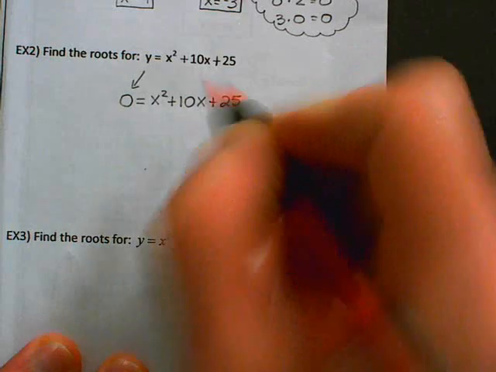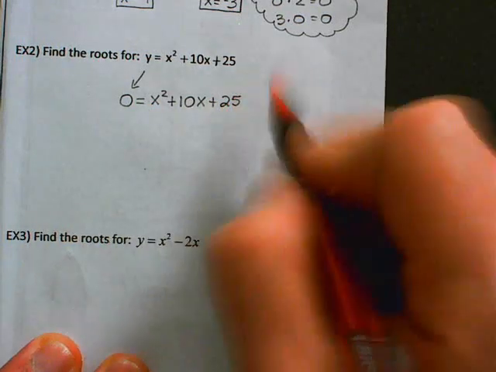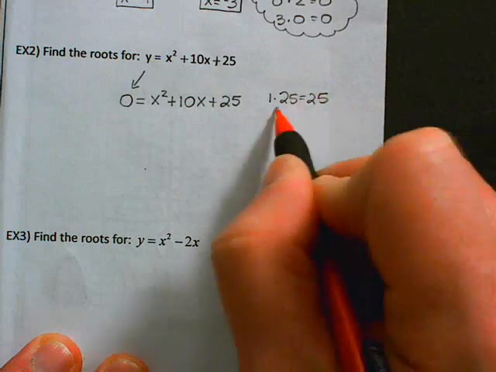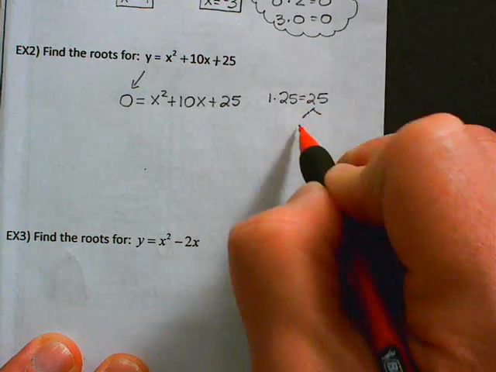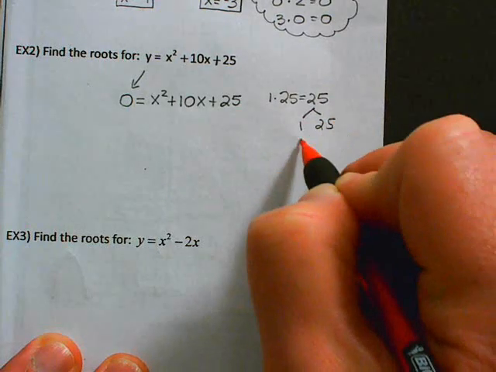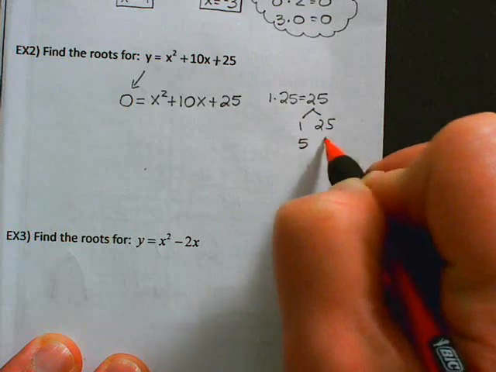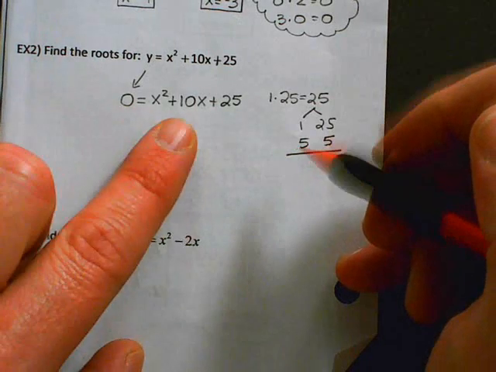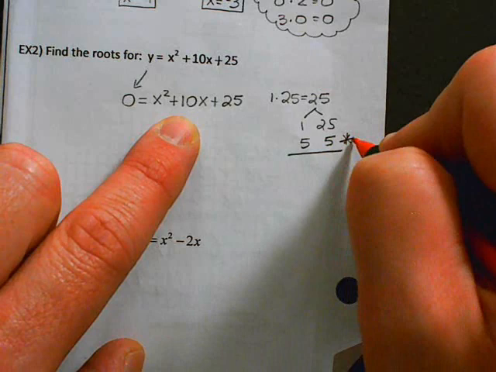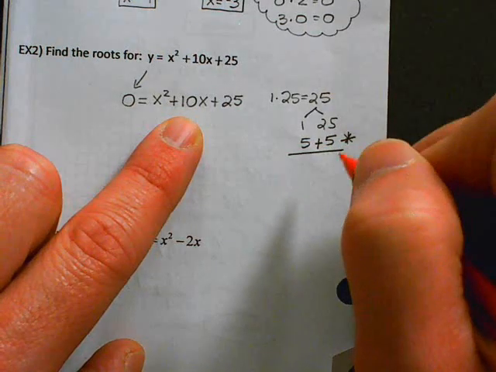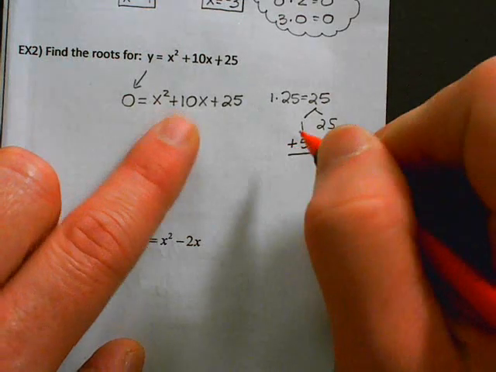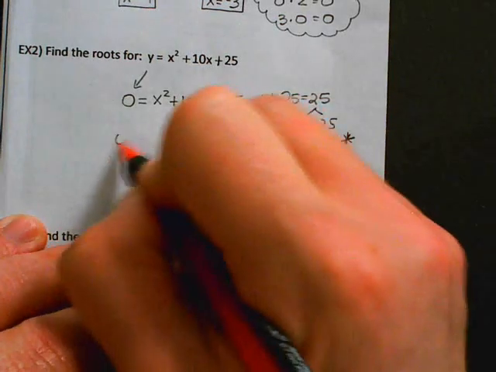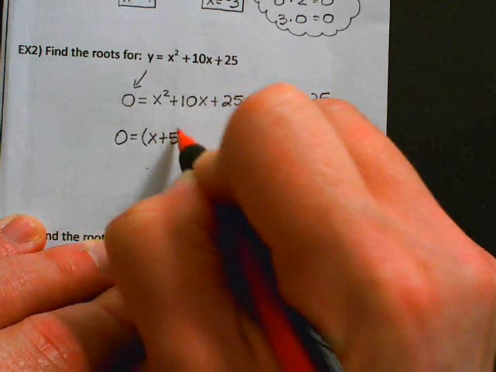And to factor, we're going to do 1 times 25, which is 25. What numbers give me 25? 1 and 25, 5 and 5. There we go. And what numbers will give me 10? Well, 5 and 5 will give me 10. And what is the sign of the biggest? Positive. So that means the other 5 would have to be positive to give me a positive 10. And let's check. A positive and a positive give me a positive. Yes, it does. So that means this would be x plus 5 and x plus 5.